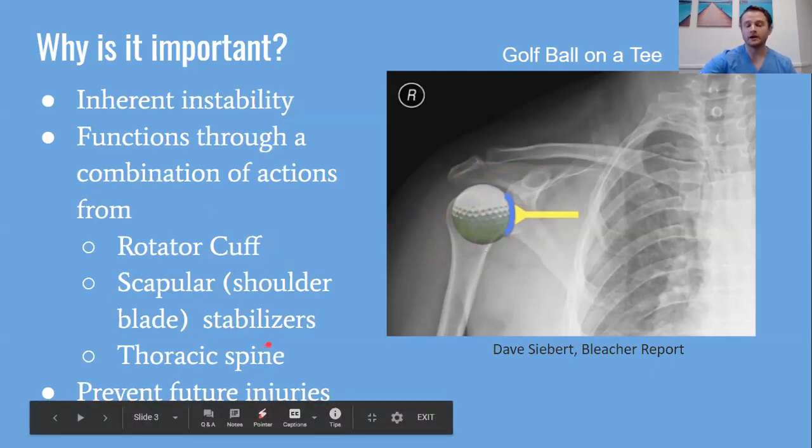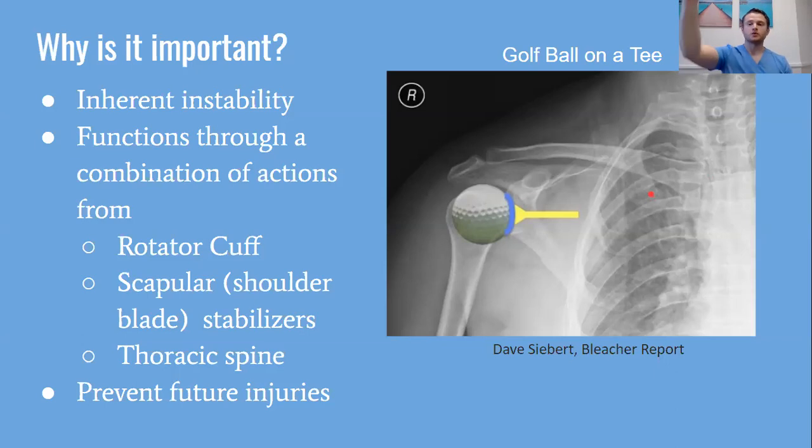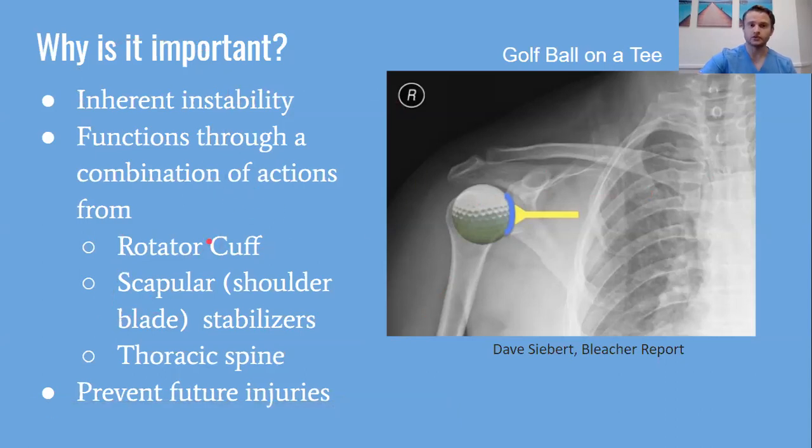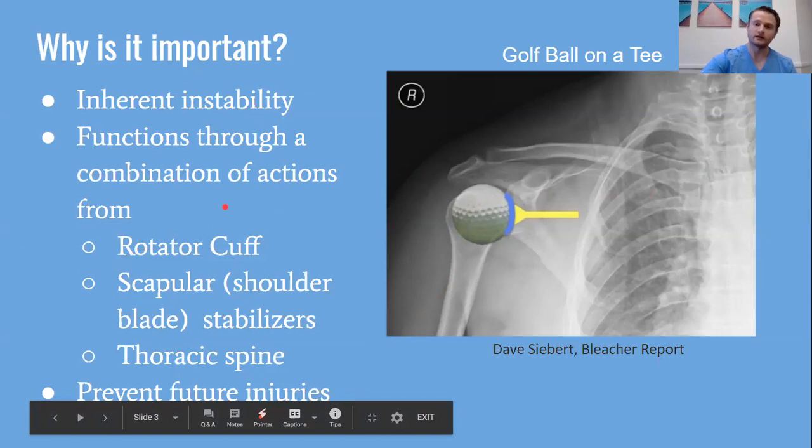And then the thoracic spine. We talk about the thoracic spine. It's kind of a separate entity, but in order to get full range of motion, you also need to have some extension in your thoracic spine. And the importance of talking about this is you want to prevent injuries, right? The shoulder being inherently unstable sets you up to suffer injuries. So we want to make sure that we talk about ways of avoiding that and how to strengthen the areas around it.